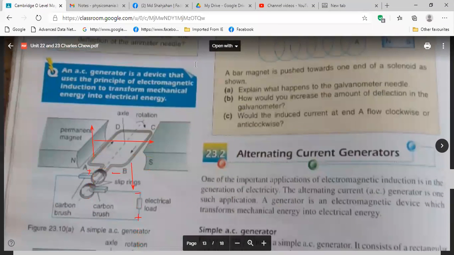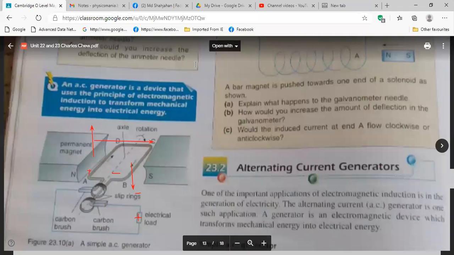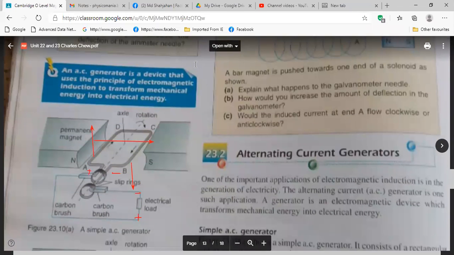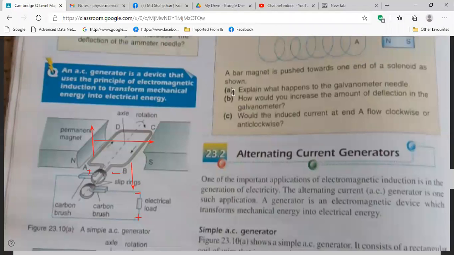So please start this drawing first. First you carefully draw it, label everything carefully. Then the explanation I am giving you, also write it.